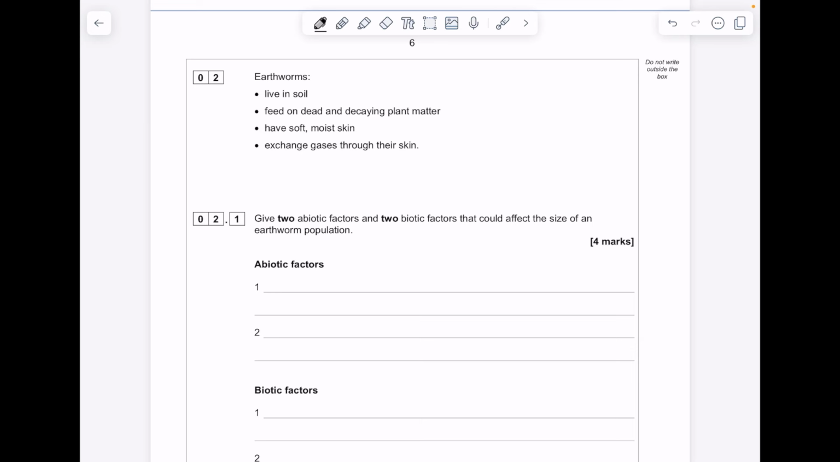Earthworms live in soil, feed on dead and decaying plant matter, have soft, moist skin, and exchange gas through their skin. Give 2 abiotic and 2 biotic factors that could affect the size of an earthworm. Abiotic factors are non-living. Biotic, biology, those are living.